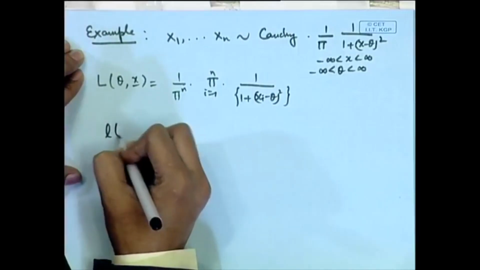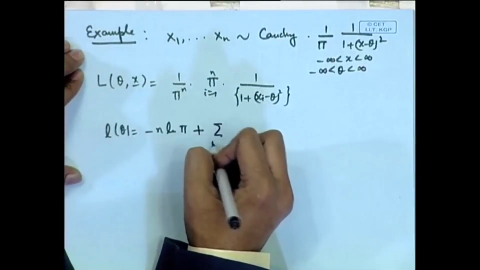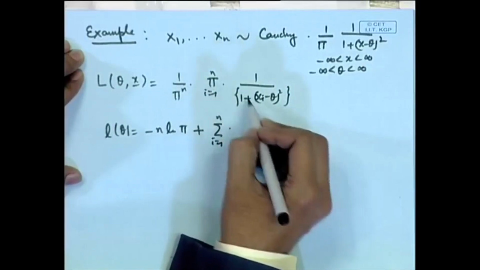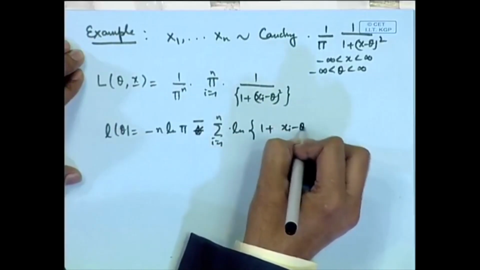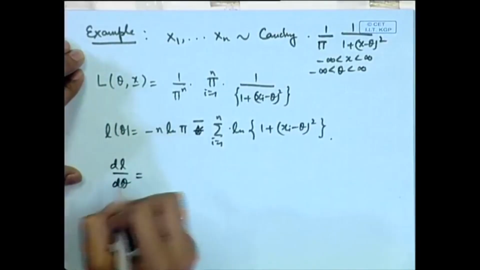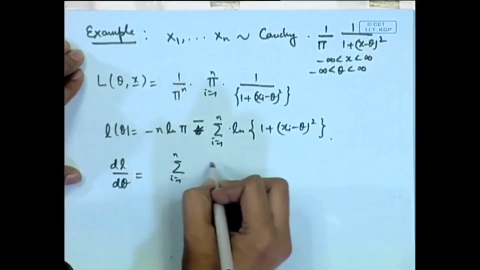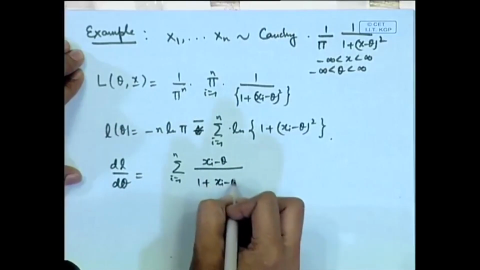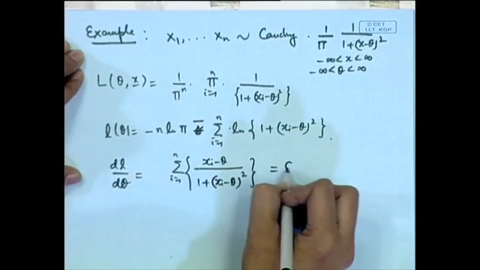So, the log likelihood function is then equal to minus n log pi plus sigma i is equal to 1 to n, of the log of this term, which we can write as minus log of (1 plus (xi minus theta) square). So, dL/d theta is equal to 0, that is the likelihood equation, will be sigma i is equal to 1 to n of (xi minus theta) divided by (1 plus (xi minus theta) square), and this is equal to 0.